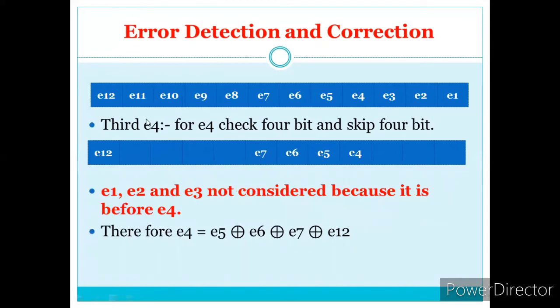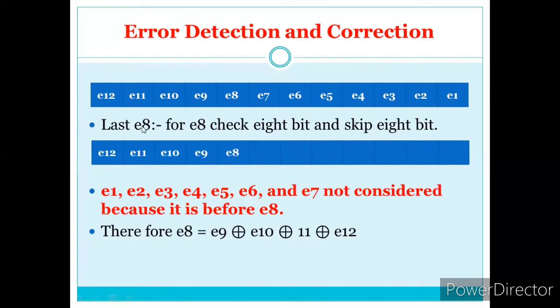Similarly, for E4, it was 2 raised to 2. So E1, E2, E3 are skipped, not considered. Now since it is 4, consider 4 bits. Check 4 bits, skip 4 bits. E4, E5, E6, E7 are considered. 8, 9, 10, 11 are skipped. 12 is considered. So E4 on the LHS, and the remaining bits are the exclusive OR of E5, E6, E7, E8, and E12.